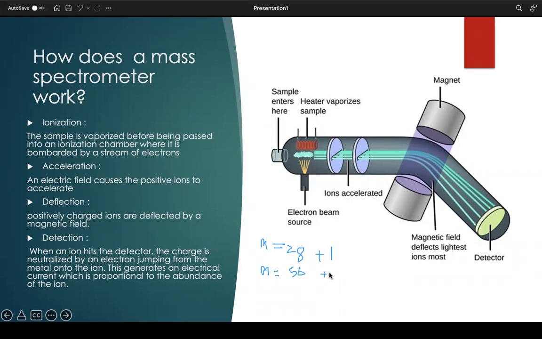In order to know which one will be deflected first in the mass spectrometer, we need to calculate the m/z ratio. The m/z ratio is basically the mass divided by the charge of the ion. So 28 divided by 1 is 28, and 56 divided by 2 is 28. So we conclude that an ion with a mass of 28 and a charge of +1 will be detected at the same time as an ion with a mass of 56 and a charge of +2.